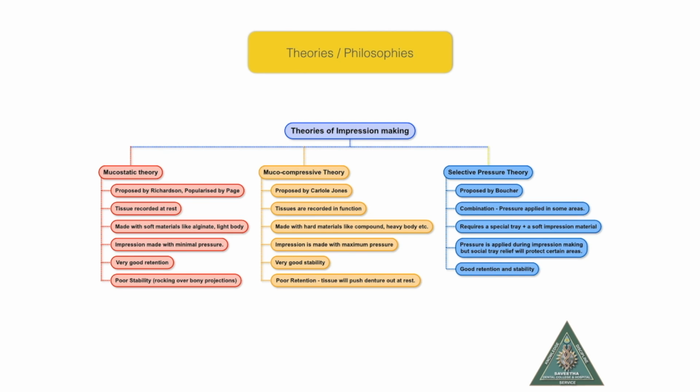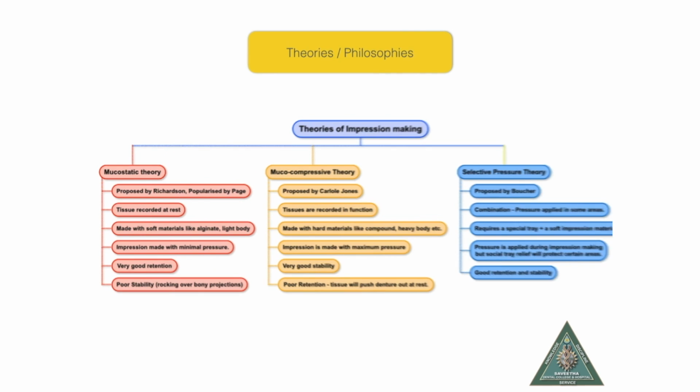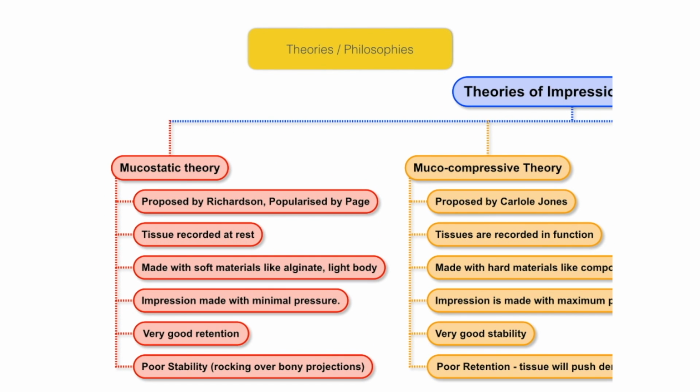The three theories of impression making are mucostatic, mucocompressive, and selective pressure impression techniques. So, mucostatic theory was proposed by Richardson and popularized by Page. So, basically, there will be tissue contact at rest. The denture will have very good retention because the tissues are recorded at rest and the denture will adapt perfectly at rest. In function, when the mucosa sinks, areas where there's excessive tissue thickness, the denture will sink more and it will rock around the bony projections.